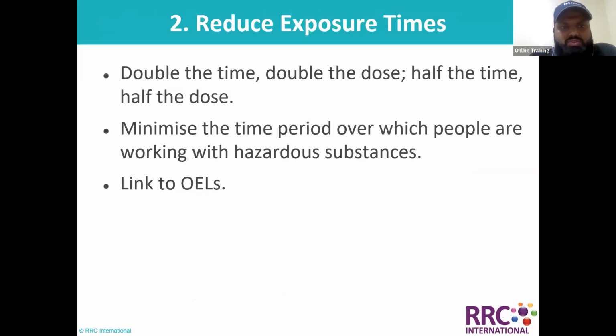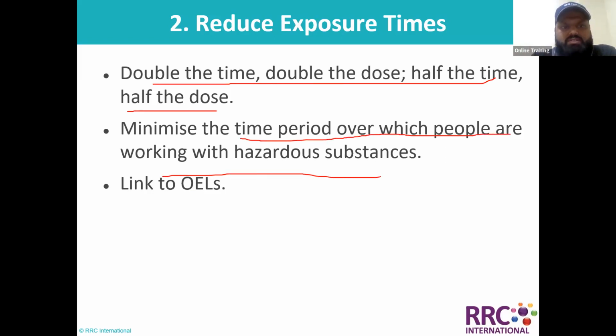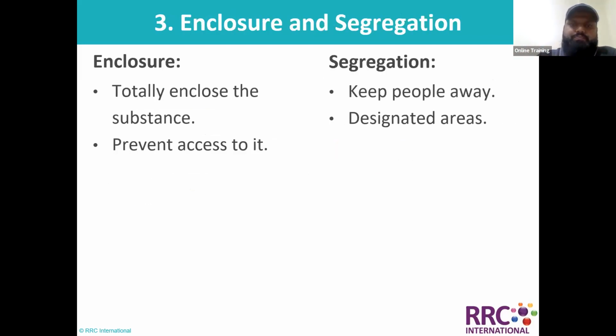Next is reducing the exposure time, that is, how much time I am going to be exposed to that chemical. If I reduce that, automatically I would have less effect on my body. Double the time, double the dose. Half the time, half the dose. Reduce the time, reduce your dose. Minimize the time period over which people are working with hazardous substances. And that is basically linked to occupational exposure limits.